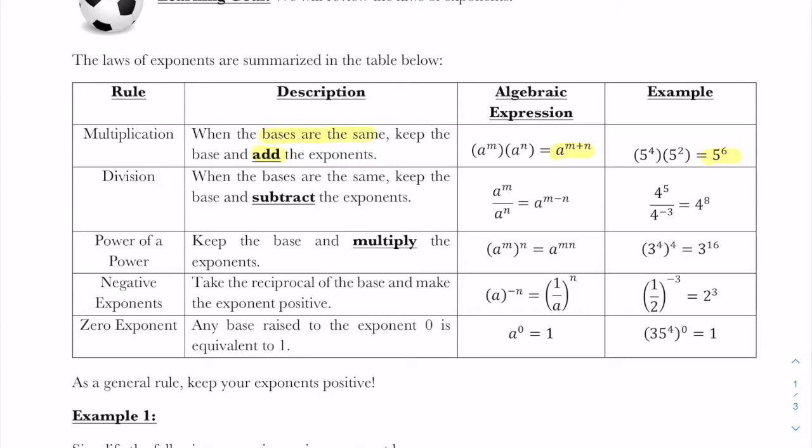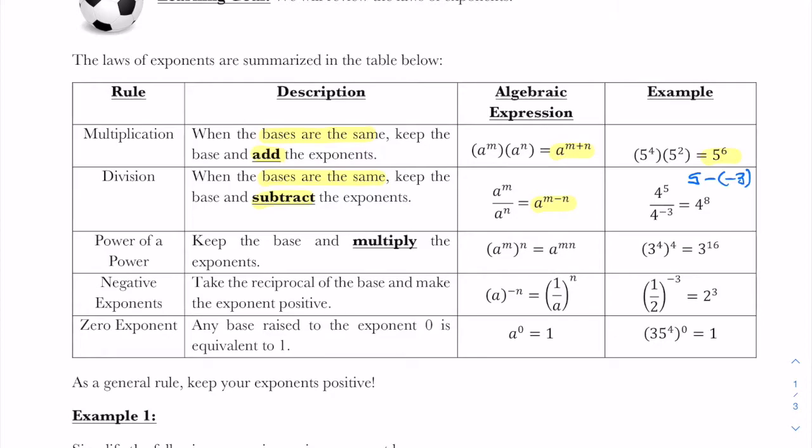Next up, we have the division rule. When dividing powers, as long as the bases are the same, we keep the base and subtract the exponents. For example, a to the exponent m over a to the exponent n, keep the base of a and subtract your exponents. So the new expression is a to the exponent of m take away n. And you can see an example of that over here. We're dividing 4 to the exponent 5 by 4 to the exponent negative 3. Because you subtract the exponents, your new exponent will be 5 take away negative 3. That turns to 5 plus 3, which is why we get 4 to the exponent 8.